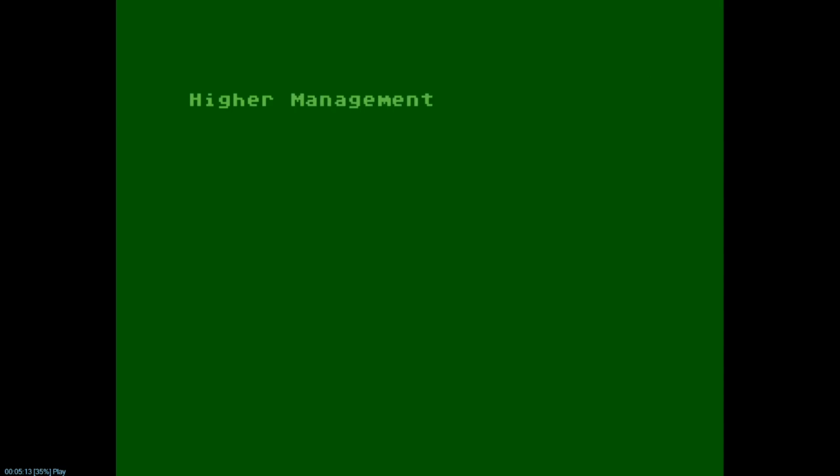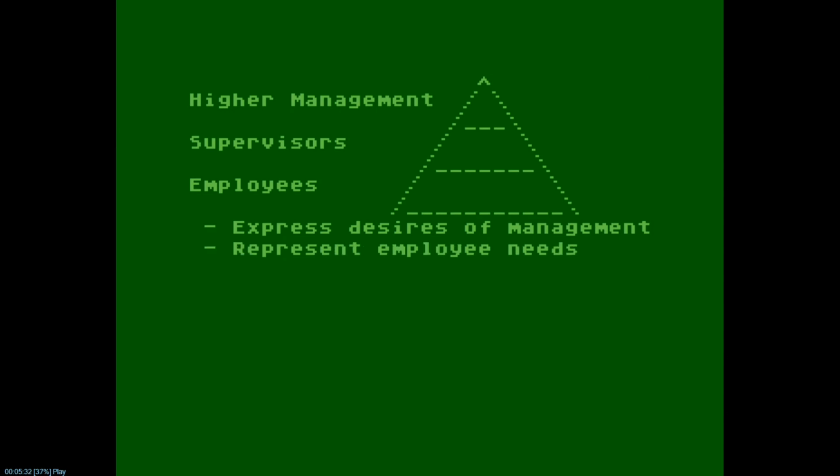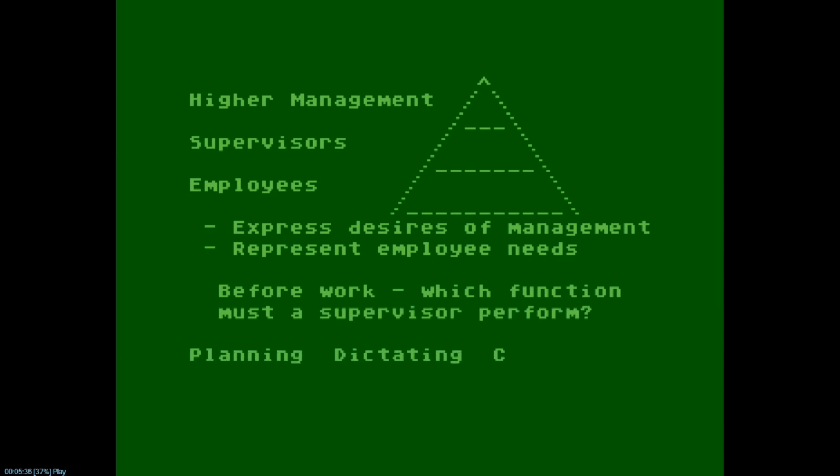As a supervisor, you are in a central position in the company organization. You provide the link between the rank-and-file employees and the higher management staff. As such, it is your responsibility to express the desires of the management to your employees and also to represent fairly employee needs to management. Before any work can take place, which function must a supervisor perform?